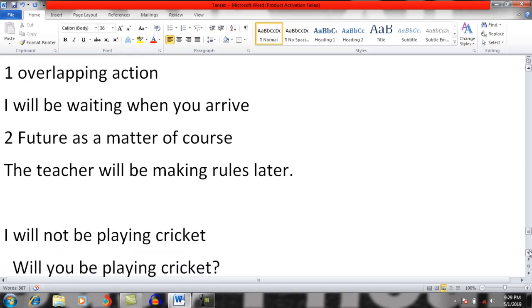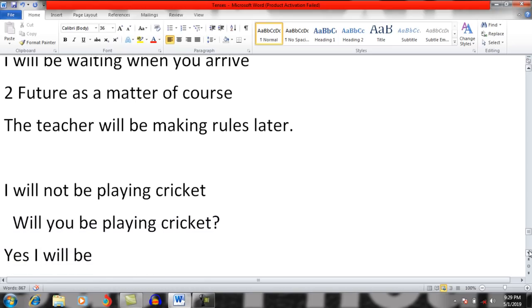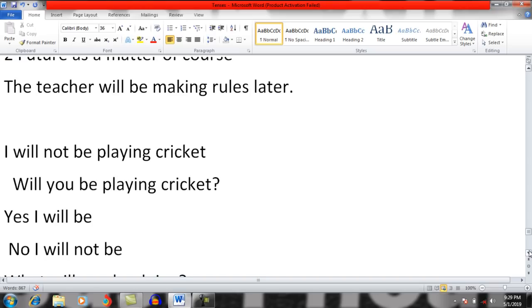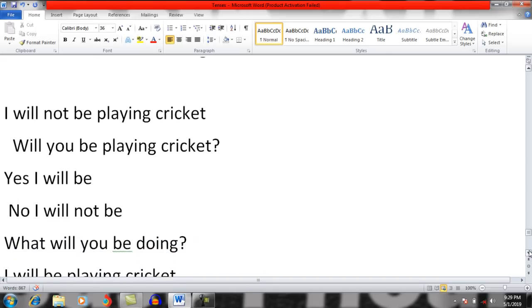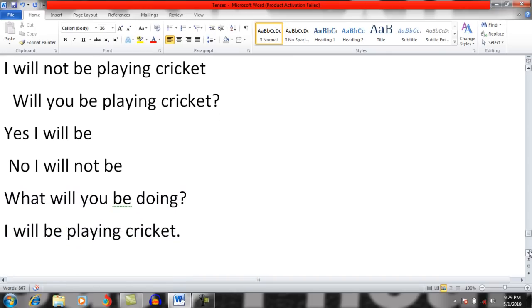Here again we can put not after will whenever we want to make a negative, like this: I will not be playing cricket. Will you be playing cricket? That means an interrogative sentence. There will be two possible answers: yes, I will be, or no, I will not be. What will you be doing? I will be playing cricket.